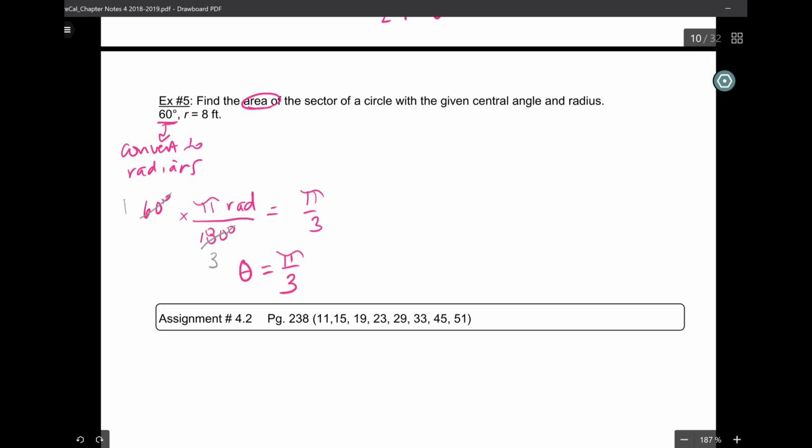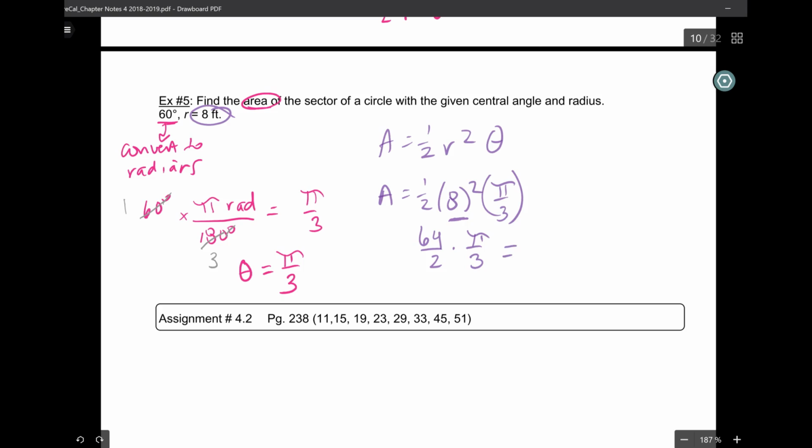Okay, so let's use the equation given for area. A equals 1/2 r squared times the angle. We know the radius is 8 feet. So plug in 1/2, 8 squared times pi over 3 radians. Let's see, 8 times 8 is 64. So 64 divided by 2 times pi over 3. This gives us 32 pi over 3 feet squared. That's acceptable, but you can also simplify by putting it in a calculator, and you can say 33.5 feet squared.